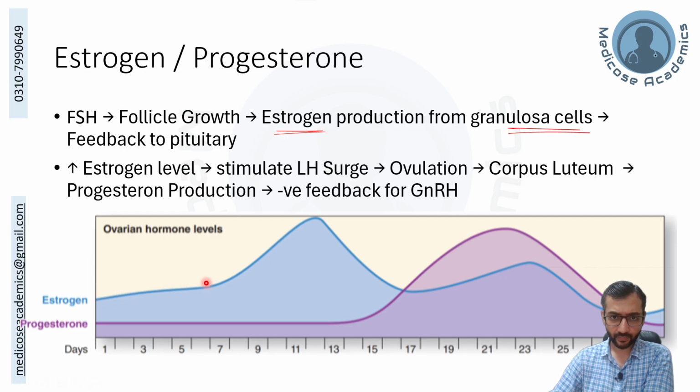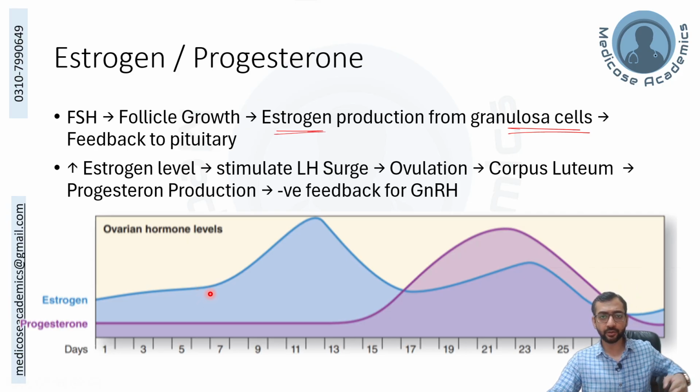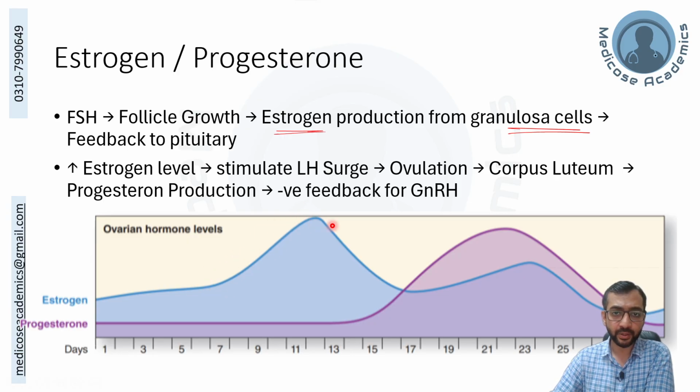But the basic thing is that in the initial levels, it is a positive feedback cycle, helping out the follicle stimulating hormone. But when it rises beyond a particular point, when the granulosa cells become too many and the estrogen levels are too high, then this estrogen surge is responsible for stimulating the luteinizing hormone surge, and that is responsible for ovulation.